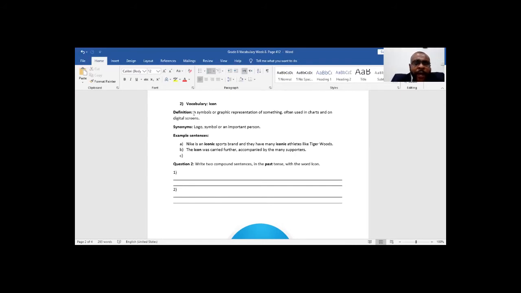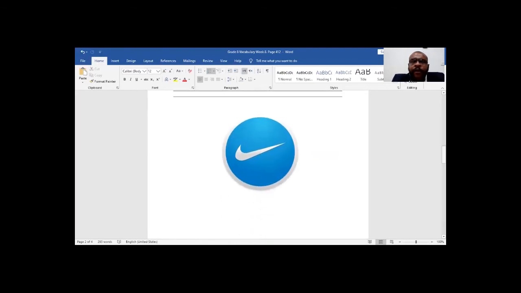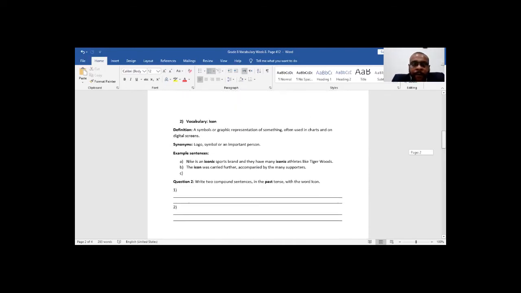But also an icon is somebody that is very famous for something, right? So if you think of football and you think of Lionel Messi as an icon, he is an icon in the football industry. But also when you think of icon, I want you to think of something like the Nike logo, where everybody knows it, it's very famous, it's very popular, but it also is a picture that represents a company, right?